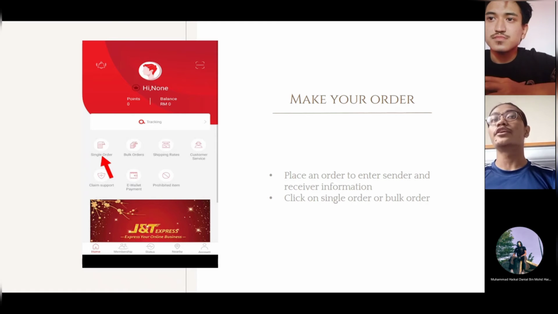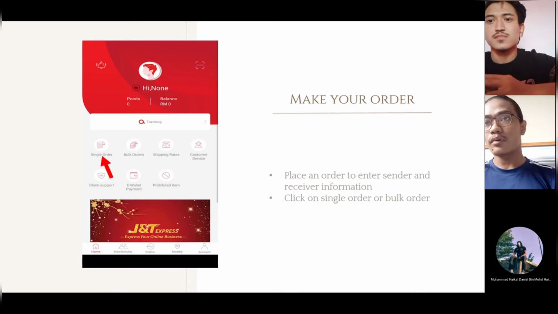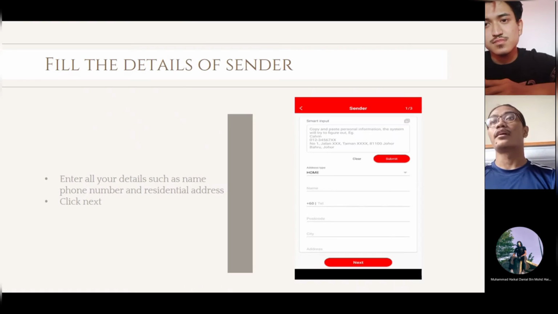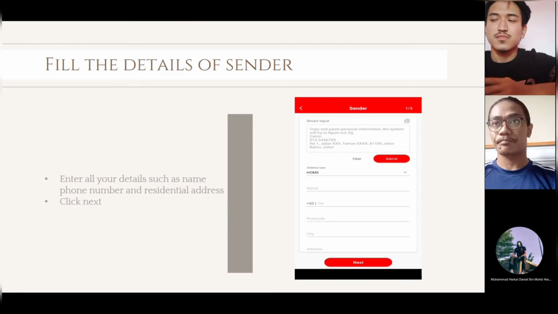To make your order, you need to click on the single order if your item is one, or you can click on the bulk order if you have more than one item. And then you need to place an order and enter the sender and receiver information. Okay, this part you need to fill in the details of the sender. You need to enter all the details like name, phone number, and residential address.